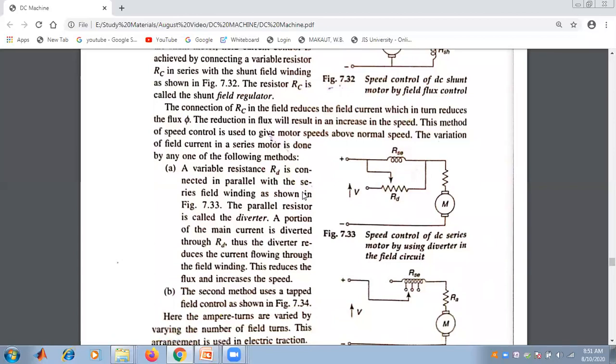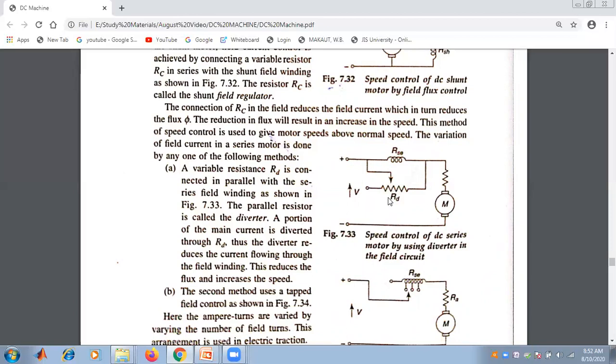The variation of field current in a series motor is done by any one of the following two methods. One is the speed control of DC series motor by using a diverter in the field circuit, that is RD. So a variable resistance, that is RD, is connected in parallel with the series field winding RSE, as is clearly seen. The parallel resistor is called the diverter.